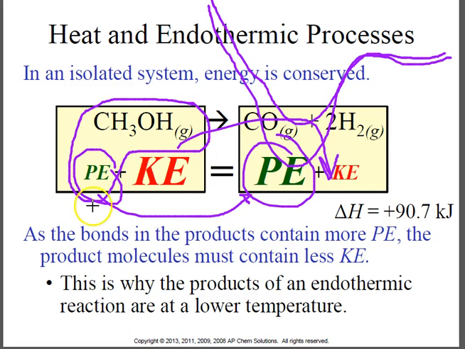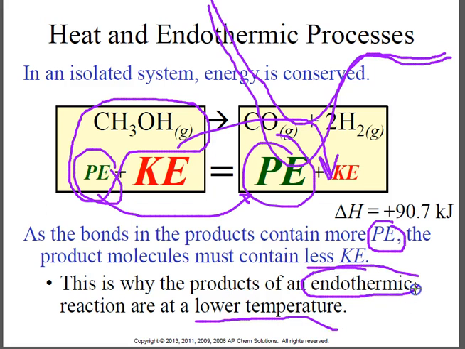All right, so stated more specifically here at the bottom, as the bonds in the products have more potential energy, they must have less kinetic energy because energy has to be conserved. So if one form of energy goes up, the other one will go down. So that is why the products here would be at a lower temperature. And this is called an endothermic reaction. Because in order for this potential energy to go up, heat has to come in, and that will make your kinetic energy go down.